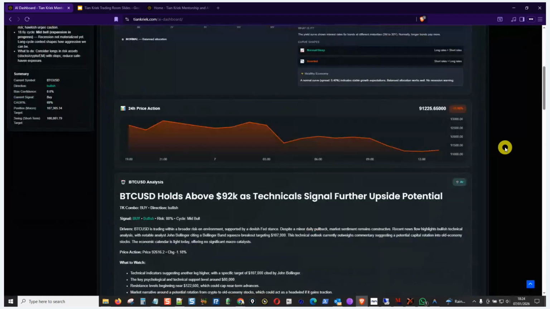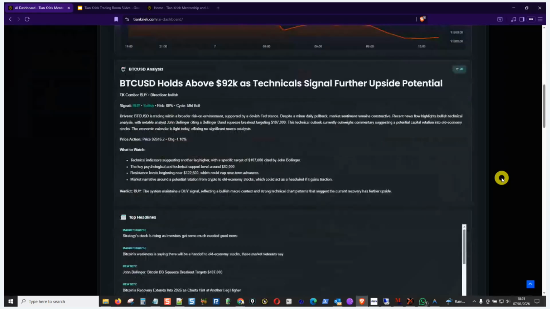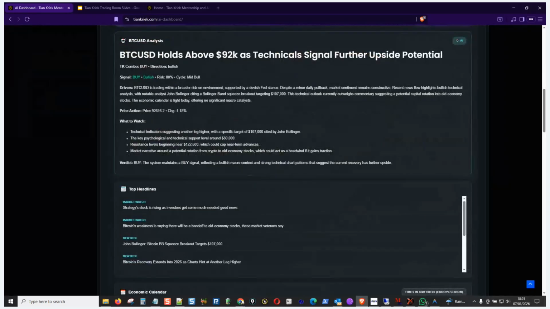So if I scroll down, we can get a 24-hour price action chart here, and you can see what's been happening with Bitcoin. And then there is your market overview for Bitcoin. And you can see here again, there's a signal. The signal is buy. We are bullish.